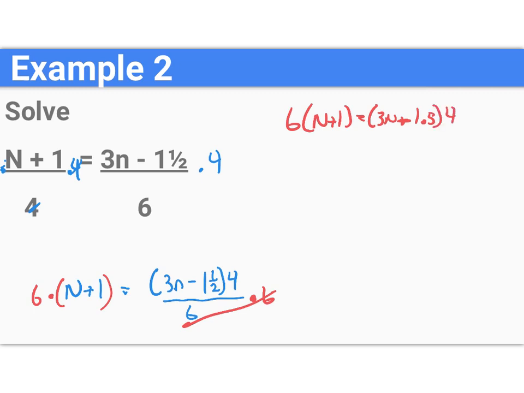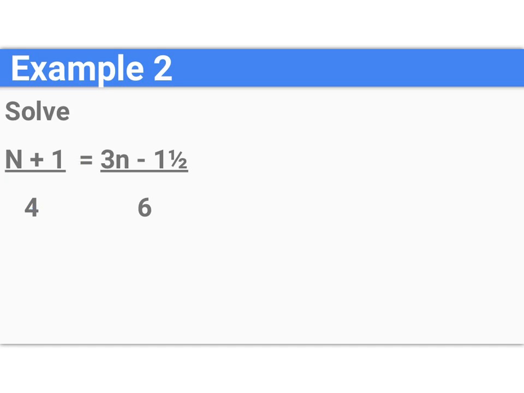Okay, so we'll clean this up on the next slide. So we change that all to 6 times n plus 1 equals 4 times 3n minus 1.5. Change the decimals to fractions. So we could distribute these and deal with that. Well, you don't have to.